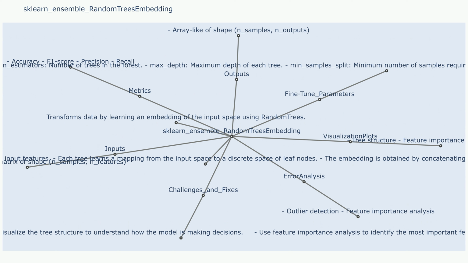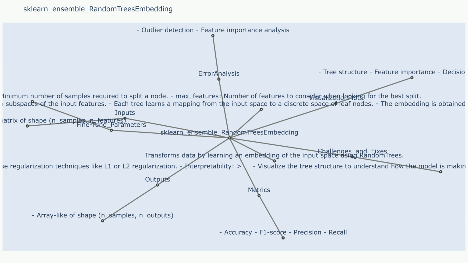There are no specific metrics for evaluating the performance of random trees embedding, as it is a dimensionality reduction technique rather than a predictive model. However, the quality of the embedding can be assessed by examining the distribution of the transformed data, and by evaluating the performance of other machine learning models that are trained on the transformed data. Metric 2: No applicable metrics.